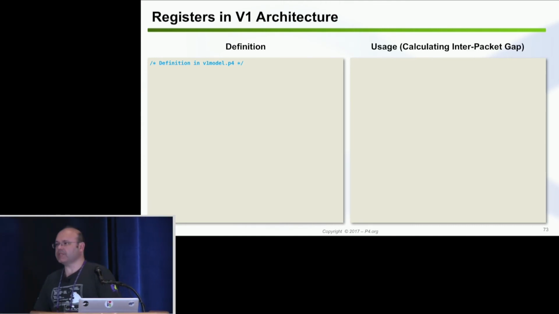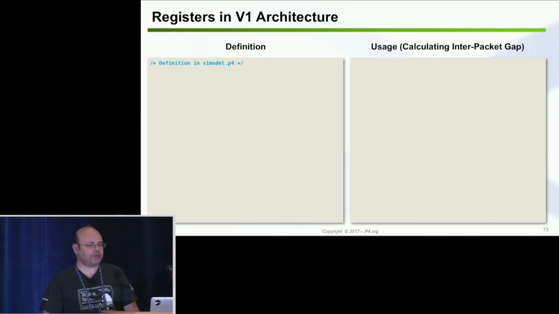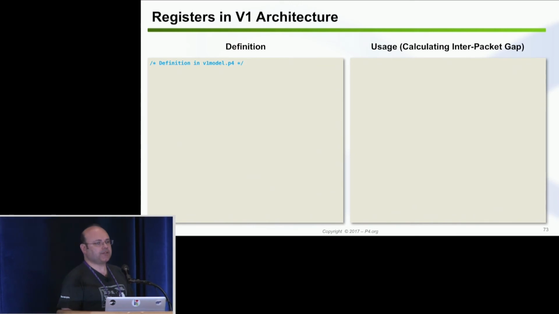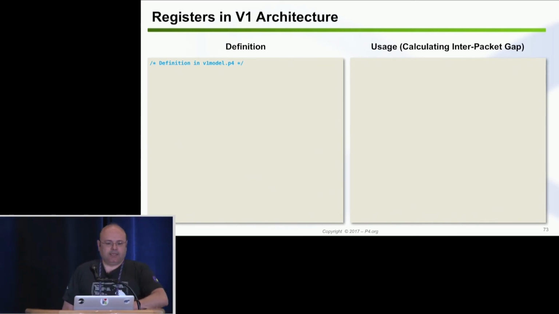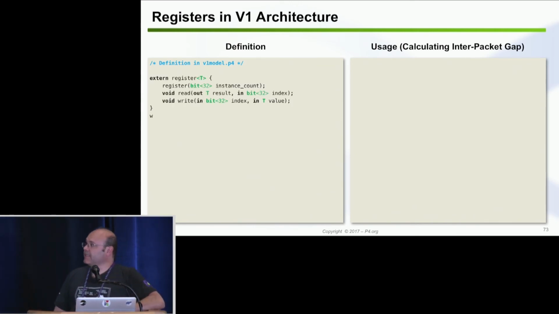The last stateful object in V1 architecture that I wanted to show you is a register. This is the most generic one. And here's how the definition looks like. There are two methods in addition to the instantiation.